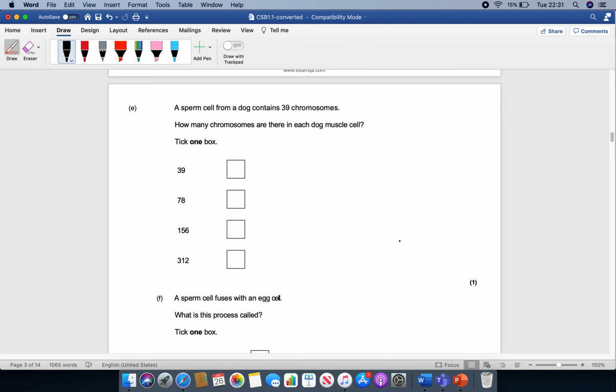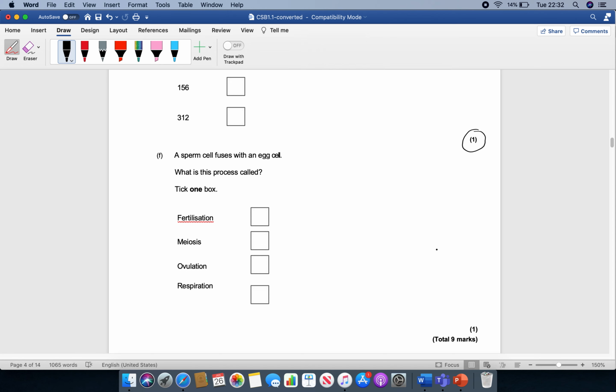Next question. A sperm cell fuses with an egg cell. What is the process called? Tick 1 box. So meiosis is something that happens in the human body with genetics. Respiration is nothing related to the topic. The correct answer here would be fertilization, because that's the process of a sperm cell fusing with an egg cell. Ticking that would give you 1 mark.